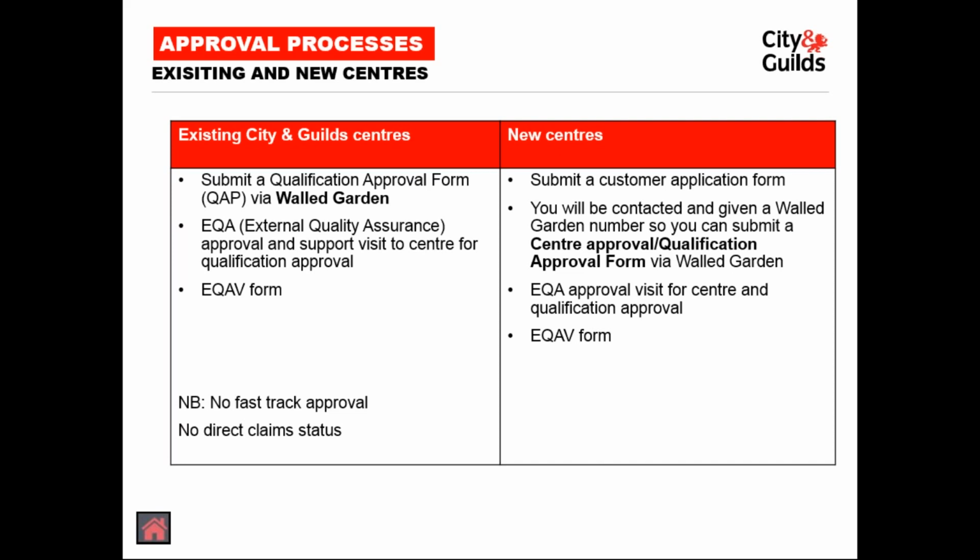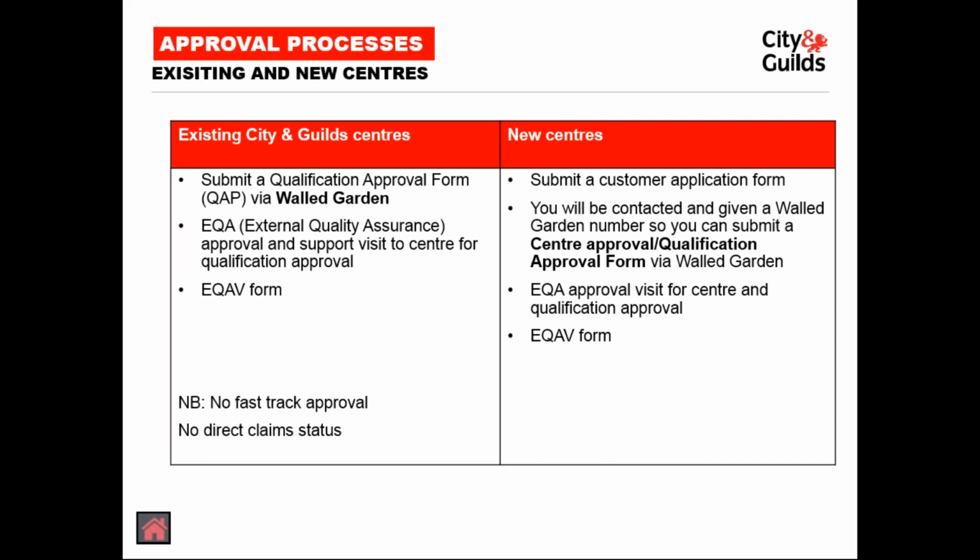If you are a new centre and not approved with City & Guilds for any other qualifications, we would ask that you read the City & Guilds Centre Manual. You will need to submit a customer application form and just tell us what you want to offer. You will be contacted and given a walled garden number so you can submit a centre approval qualification approval form via walled garden. And we do consider qualifications together where possible. So if you were looking at delivering both construction qualifications, put them both down on the QAP and you'll just have the one fee to pay.